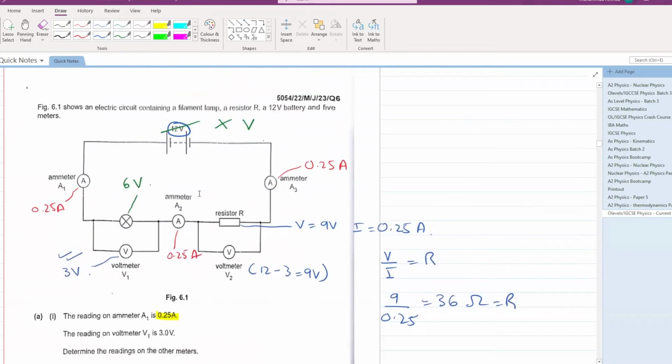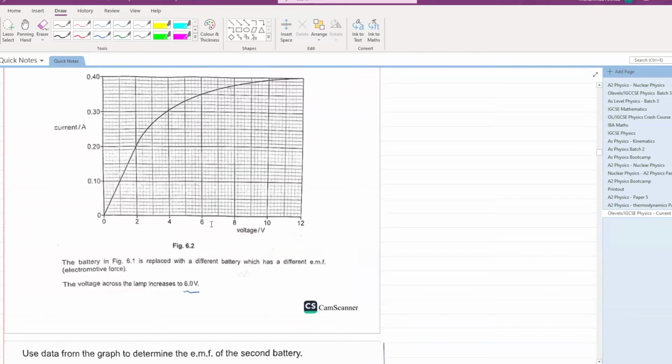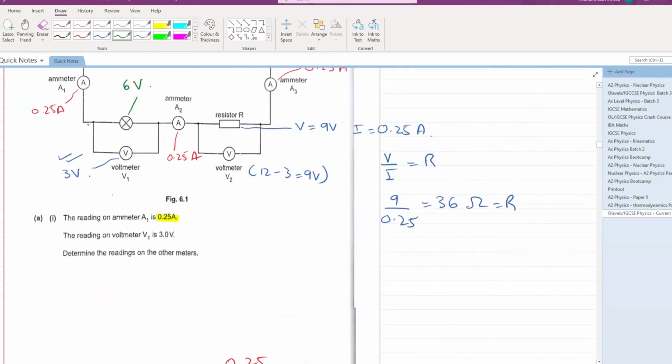Okay. So let's start step by step. So first of all, at a voltage of 6, what will be the current? At a voltage of 6, the current in the filament lamp is 0.35 ampere. If the current in the lamp is 0.35 ampere, according to series circuits, the current in the resistor will also be 0.35 ampere. And you already know the resistance of the resistor. Can you calculate the voltage across this resistor?